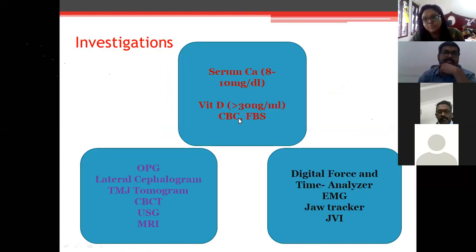And after the blood investigation, you have to rule things out. Sometimes, without doing your blood investigation, vitamin D and serum calcium level, you go for your occlusal correction or your splint therapy.